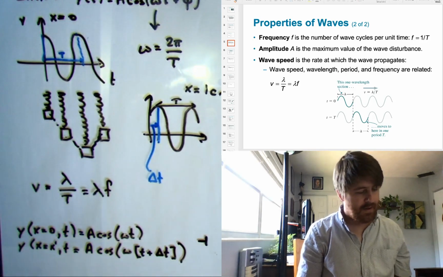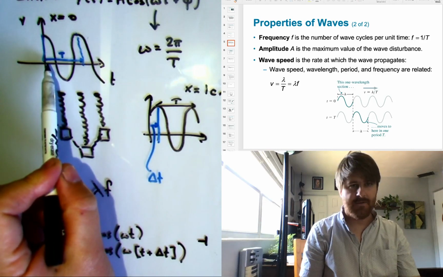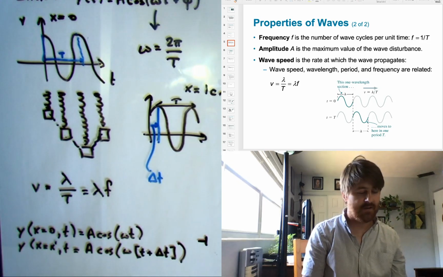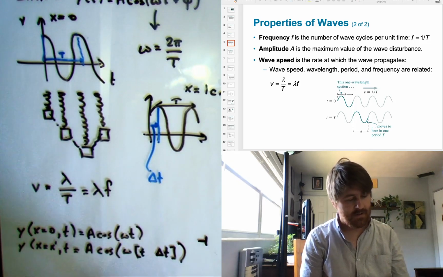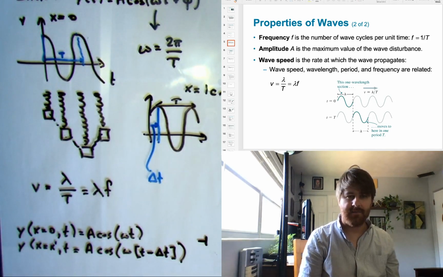Okay? And if I want this to start later, what I've done is I've taken this graph and I've shifted it to the right. So if I want to shift that to the right, I need to put a minus sign in here. Okay?